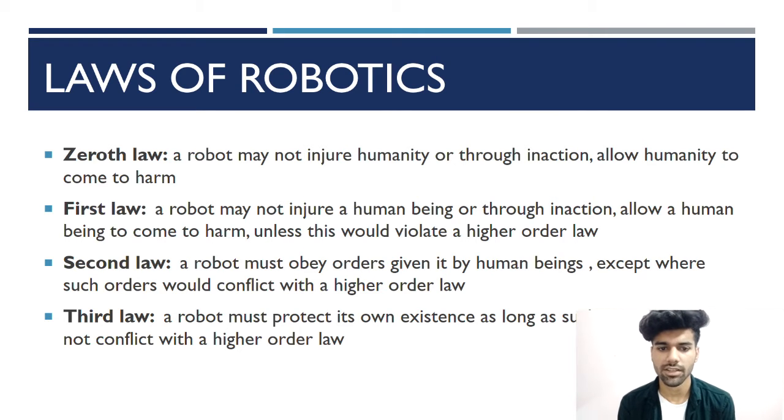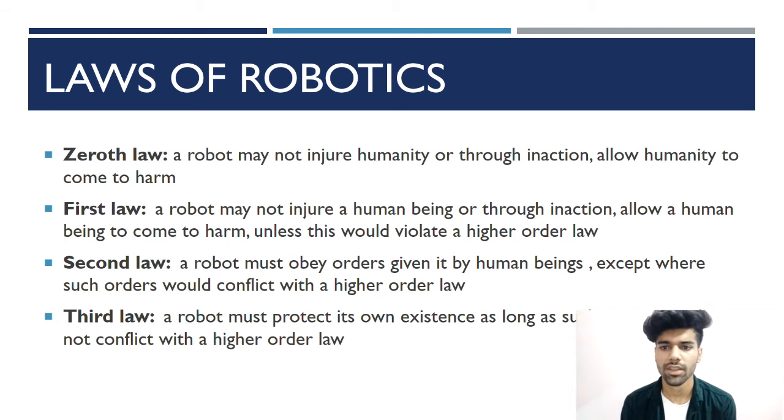The 0th law states that a robot may not injure humanity or, through inaction, allow humanity to come to harm. The first law states that a robot may not injure a human being or, through inaction, allow a human being to come to harm, unless this would violate a higher order law. The second law states that a robot must obey orders given by human beings, except where such orders would conflict with a higher order law.